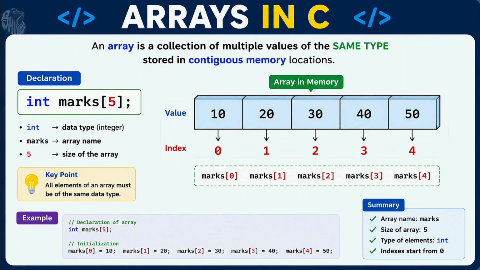15. Arrays. An array stores multiple values of the same type. int marks[5] = {10, 20, 30, 40, 50}. Array indexing starts from 0. marks[0] is 10, marks[1] is 20, marks[2] is 30.